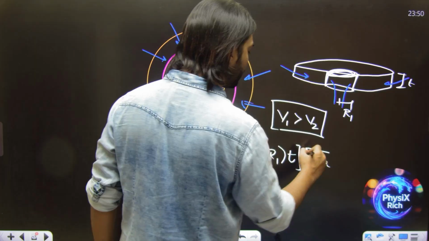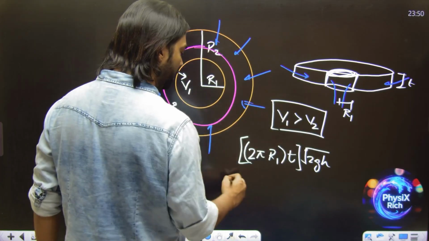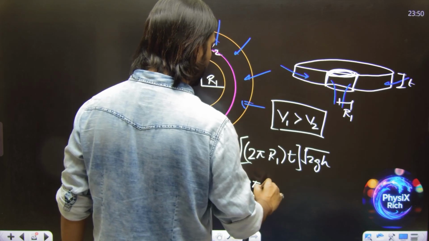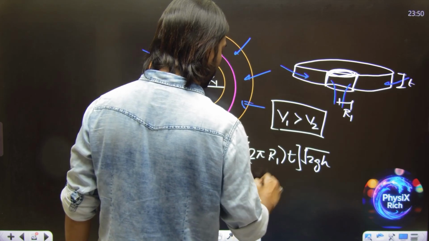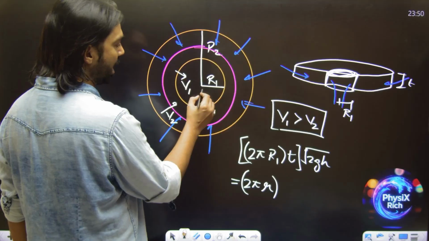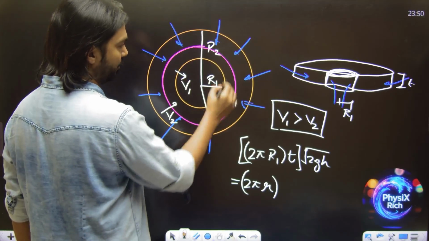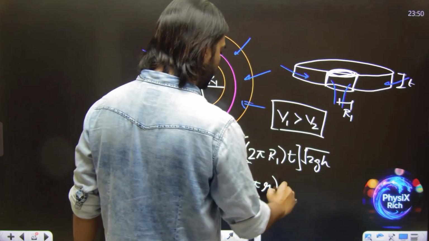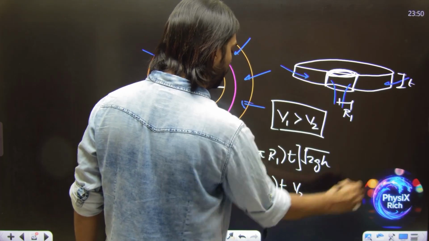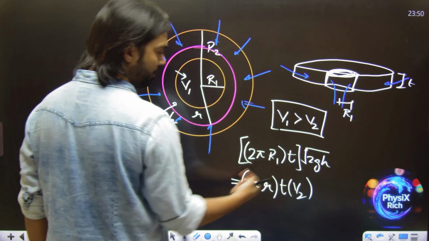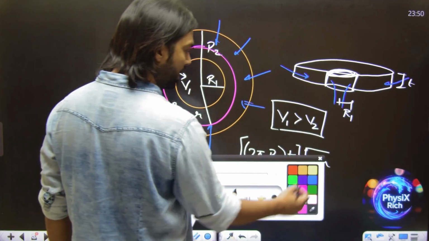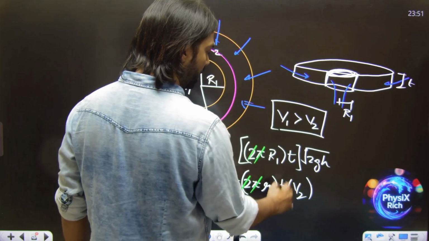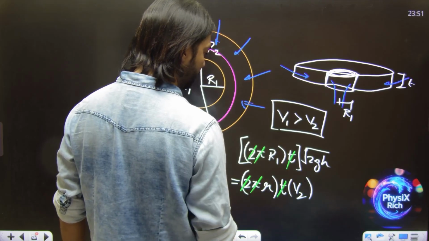I'm applying the equation of continuity. A1 V1 equals, now the area over here will be 2 pi small r, and small r I'm assuming for this pink cylinder, 2 pi small r T V2. All right, so this will have the velocity of V2. So I can see that certain things are getting cancelled very nicely. 2 pi, T, all of this is getting cancelled very nicely.